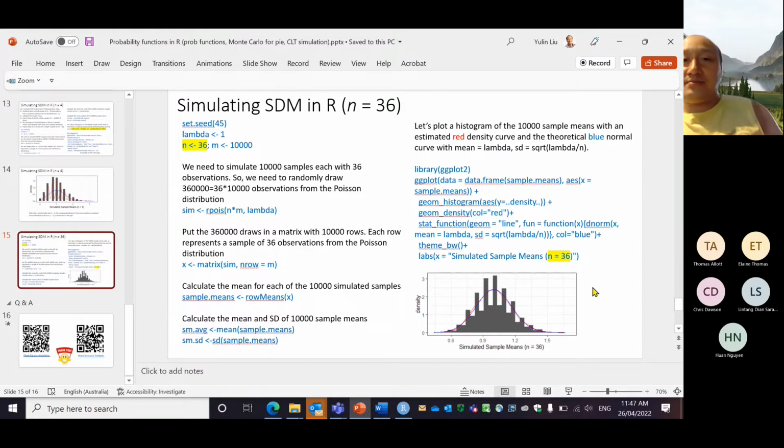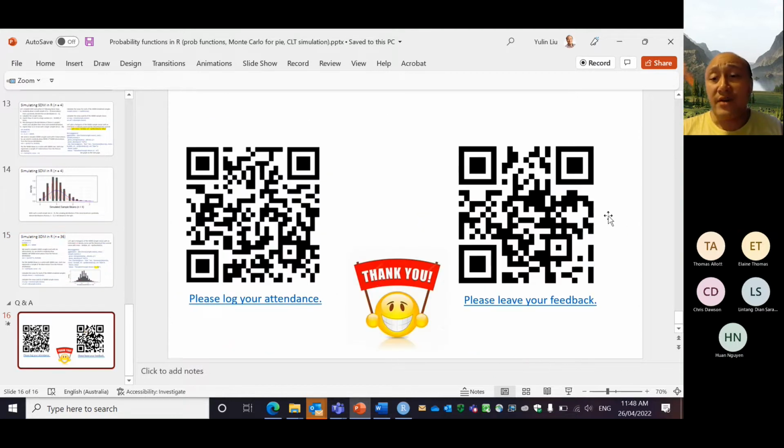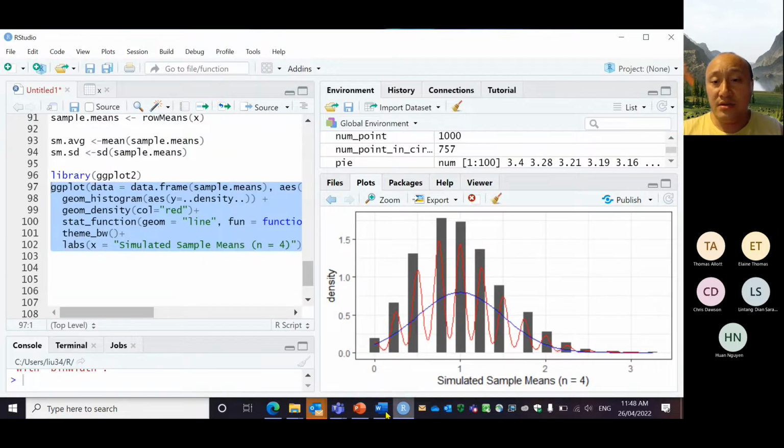And if you do that, you should get a graph like this. You can see the red density curve, which is of the data, and the blue density curve, from the theoretical normal distribution, are almost the same, kind of overlapping each other. That means now with a larger sample size, the sampling distribution of the sample mean is very, very close to a normal distribution. So we just verified the central limit theorem.